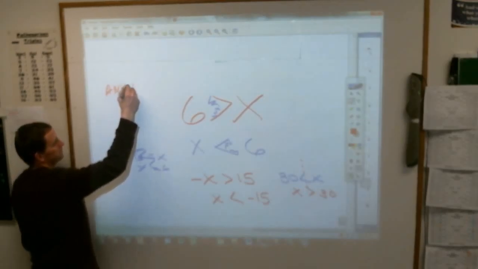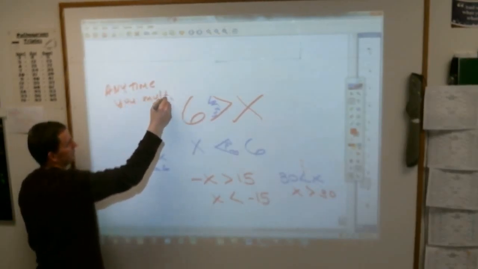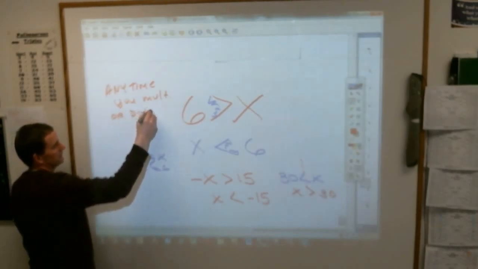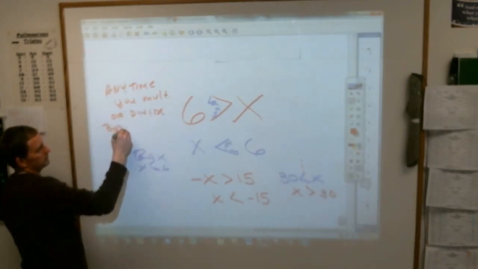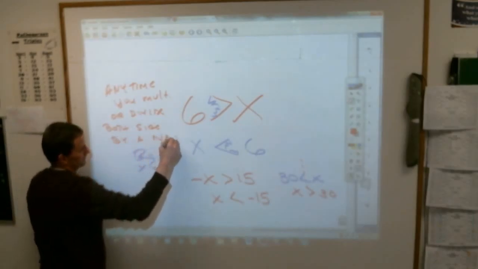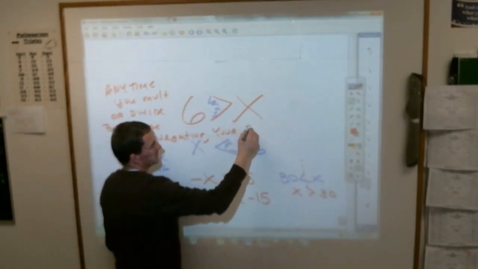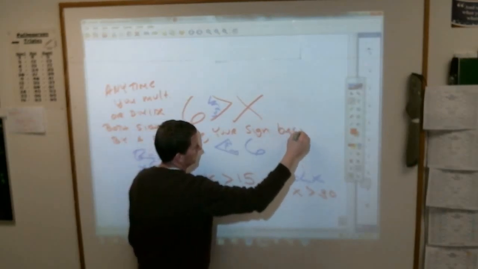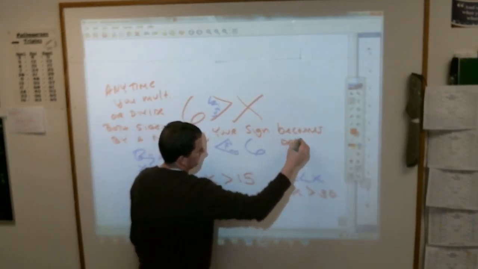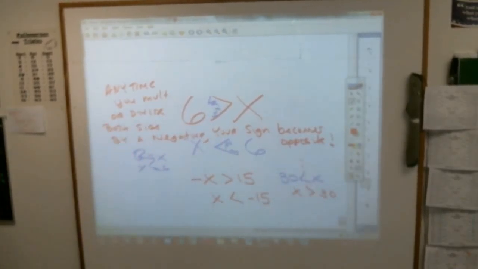Anytime you multiply or divide both sides by a negative, your sign becomes the opposite. I can't stress that too much. And we'll do some examples, but a lot of you will continue to get them wrong just because I don't know why.